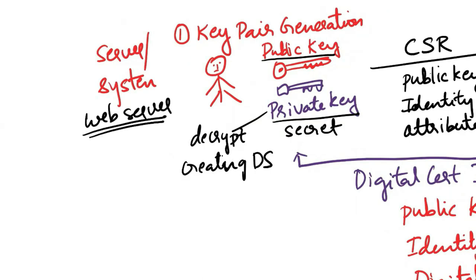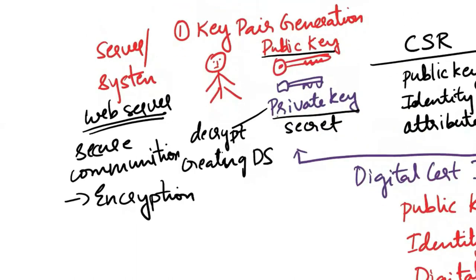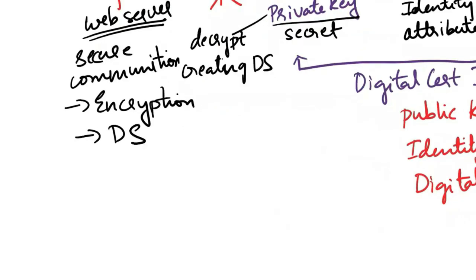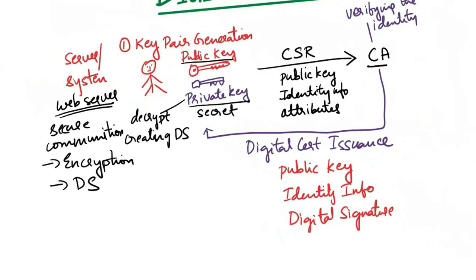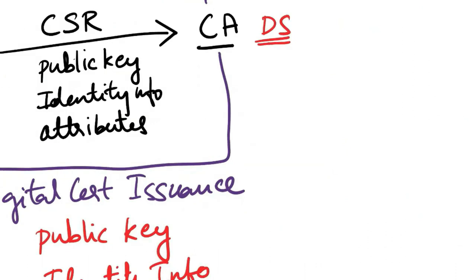With the digital certificate installed, secure communication can begin. That is, first one, encryption. So the entity can use its private key to decrypt incoming data encrypted using its public key. Next, digital signatures. The entity can create digital signatures using its private key to verify its identity and integrity of messages. Because of this process, the others can trust the entity's digital certificate because the CA's digital certificate on the certificate confirms the identity of the entity.